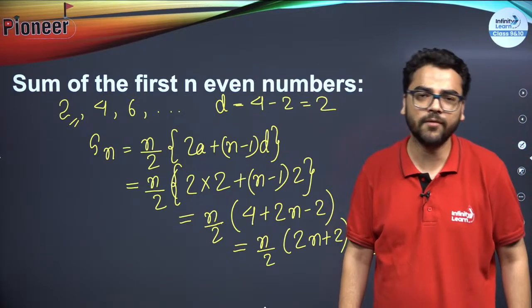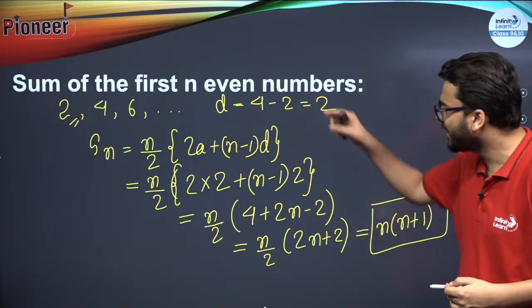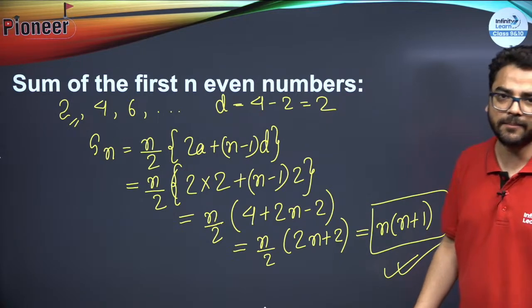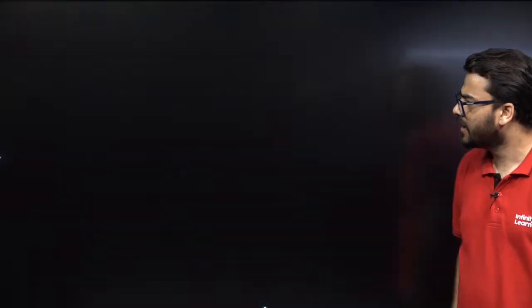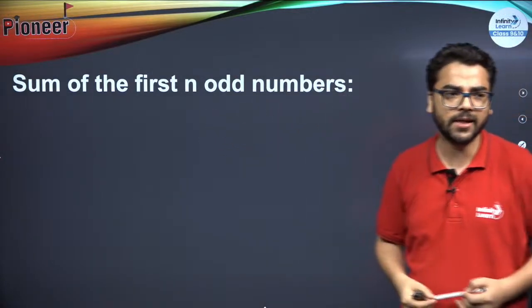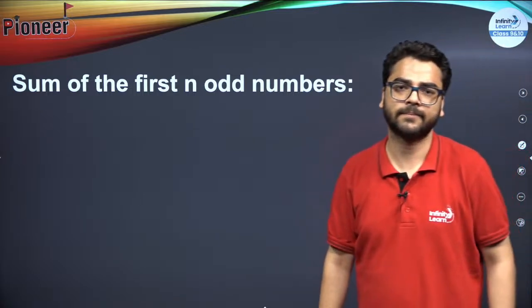I hope this is clear to every student in this session. Any doubt in that? So the sum of the first n even numbers is n into (n plus 1) by 2. I hope this is clear. Now let's move on to the next thing. Now there is one more thing, the sum of the first n odd numbers. Can you tell that, guys? Sum of the first n odd numbers.